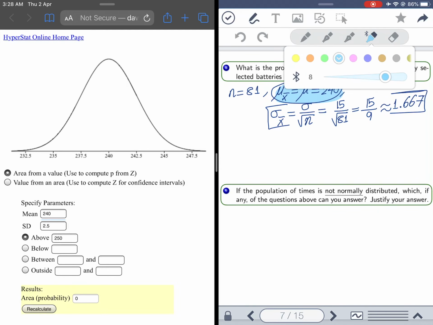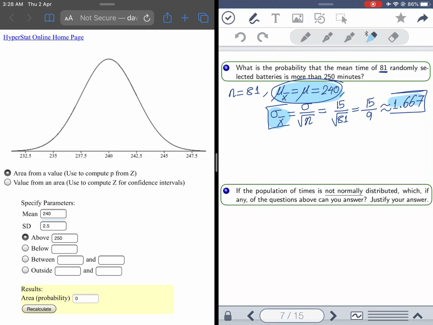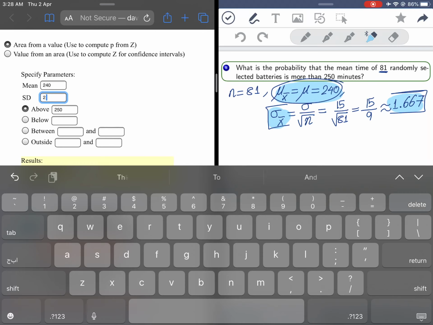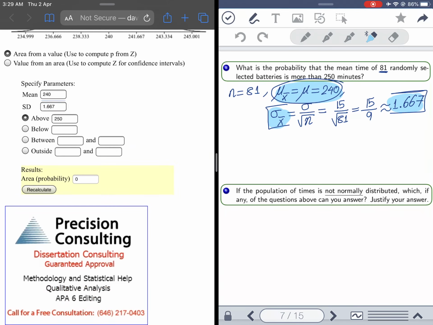So all we have to do is go to the calculator and put them there. 240 is already there, so I'll put 1.667 for the standard deviation. And again, above 250. So calculate.